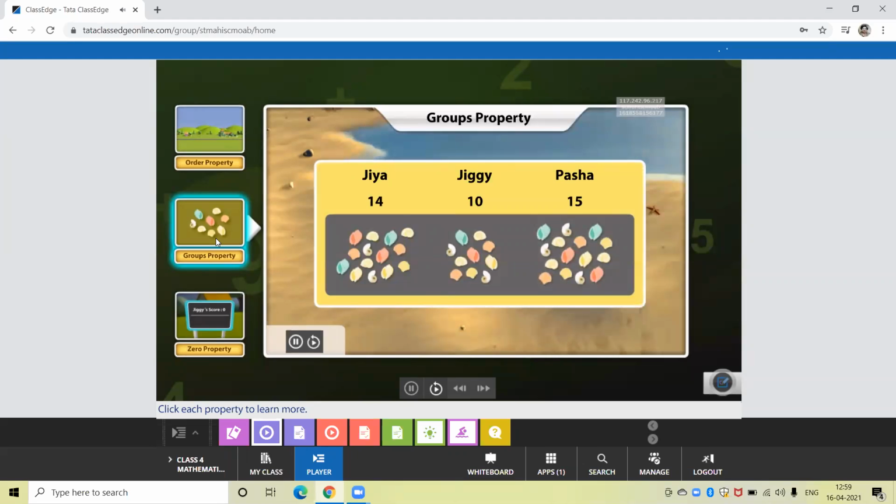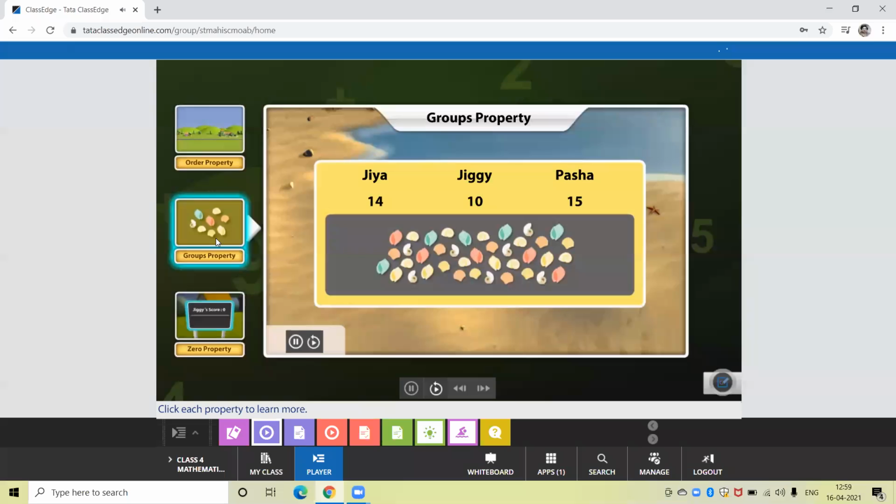First, let us add Jia's shells with Jiggy's shells and count them. Here we have 14 plus 10, which is equal to 24. Next, let's add these shells to Pasha's shells. We have 24 plus 15, which is equal to 39. So, the total number of shells is 39.